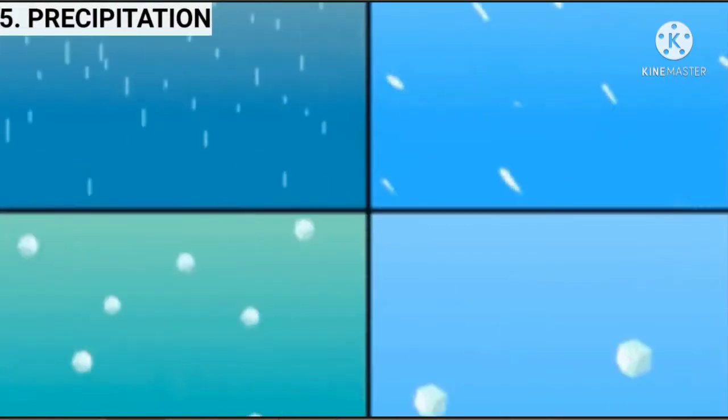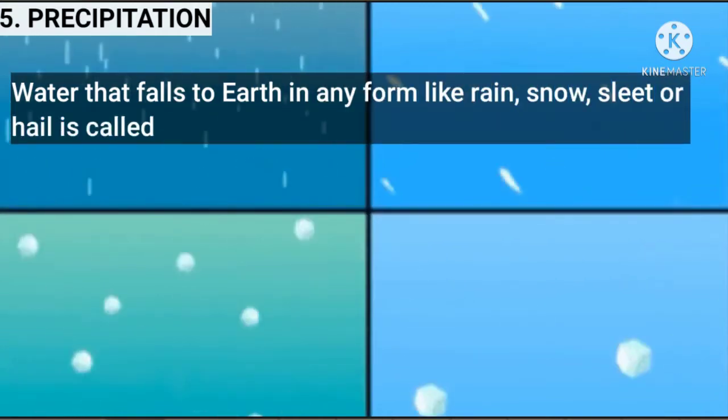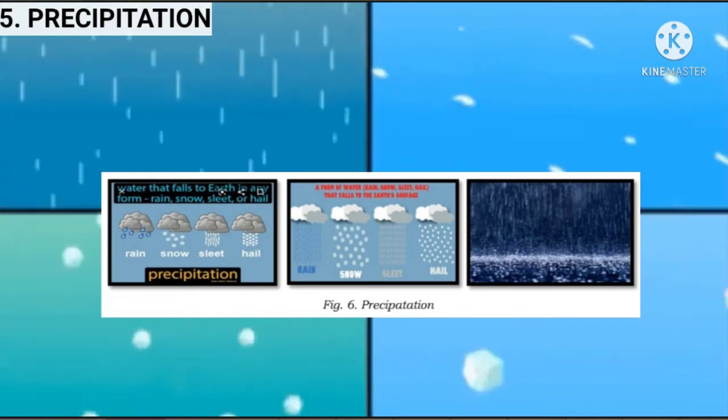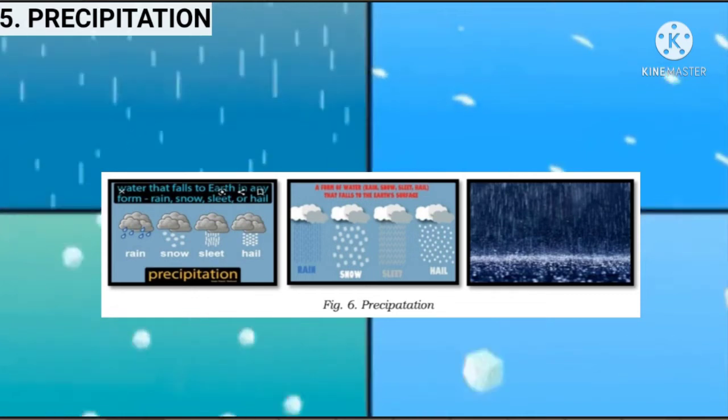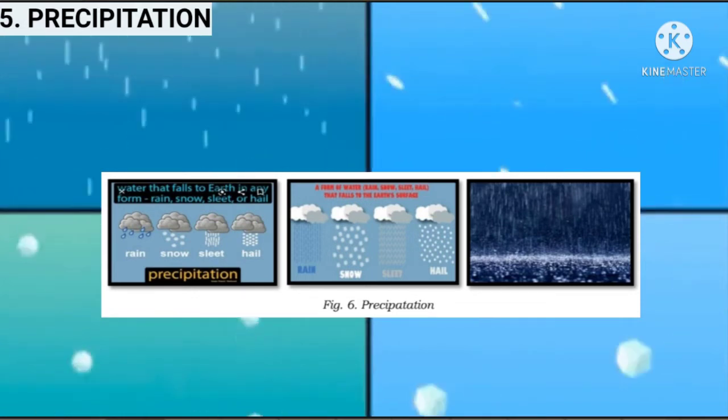Number 5, precipitation. Precipitation is the water that falls to earth in any form like rain, snow, sleet, or hail. You can see on the screen figure 6, illustrations showing precipitation. You have there on the first picture an illustration of rain, snow, sleet, and hail. In the second picture is another illustration.